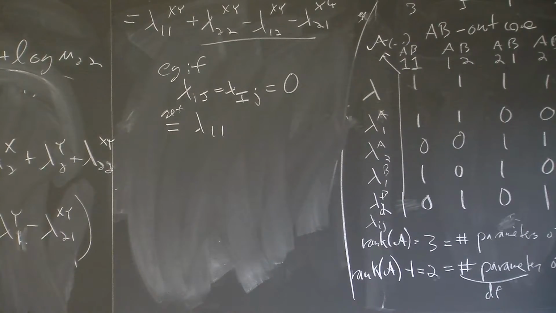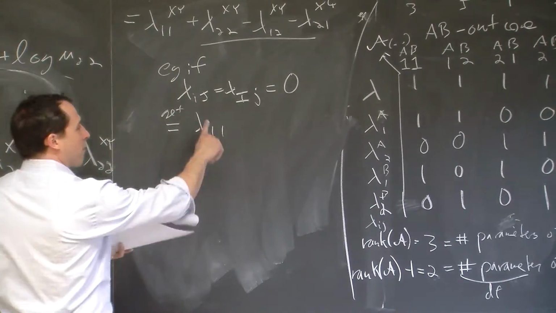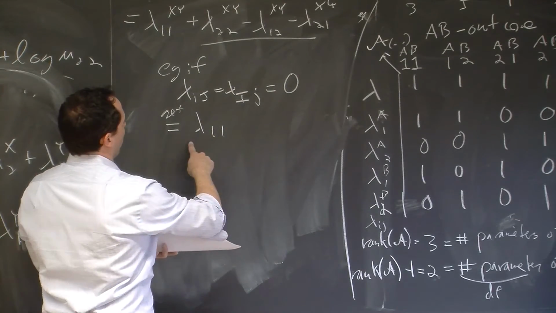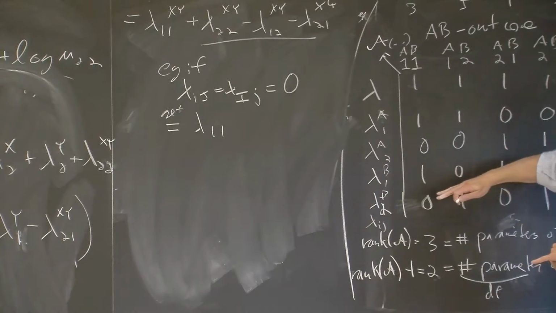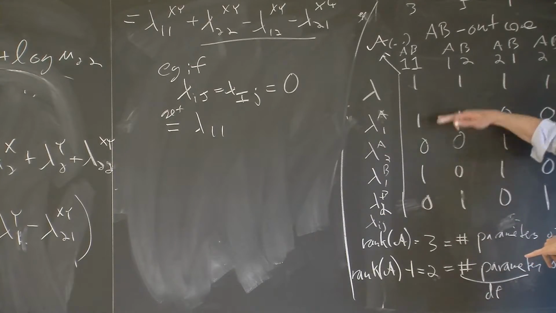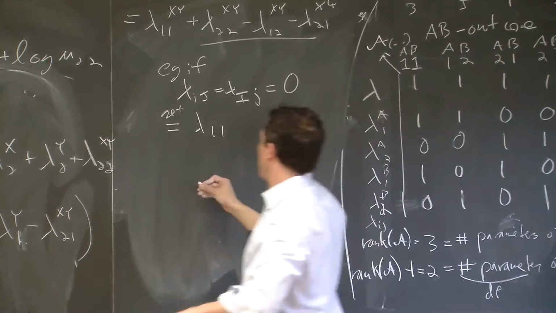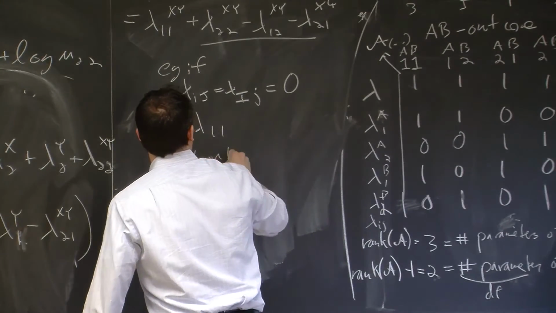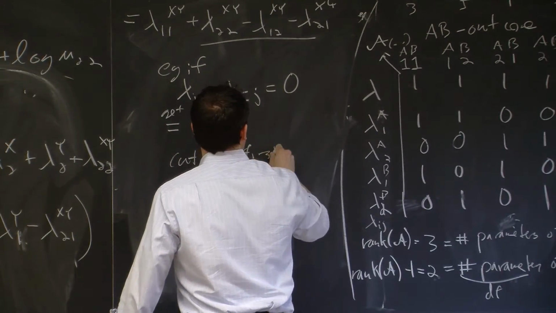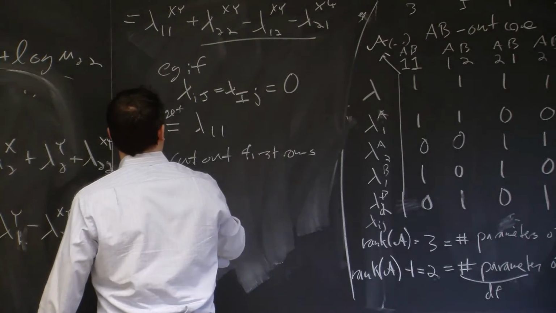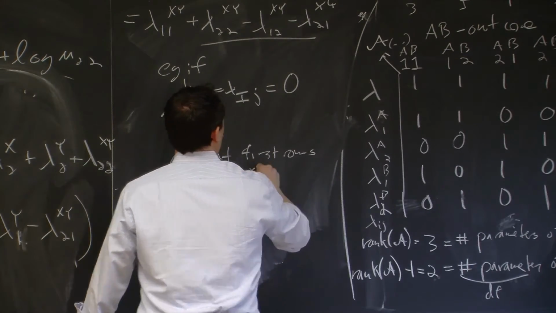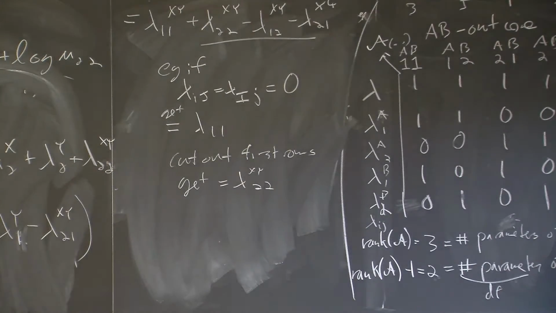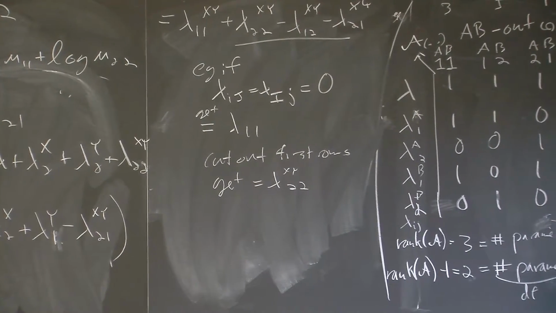And which encoding I choose matters for the parameter: if I set the first thing to 0, I cut out this row and that row. If I cut out the other two rows, I would get lambda 22 as my parameter for the odds ratio. But I'll get the same odds ratio.